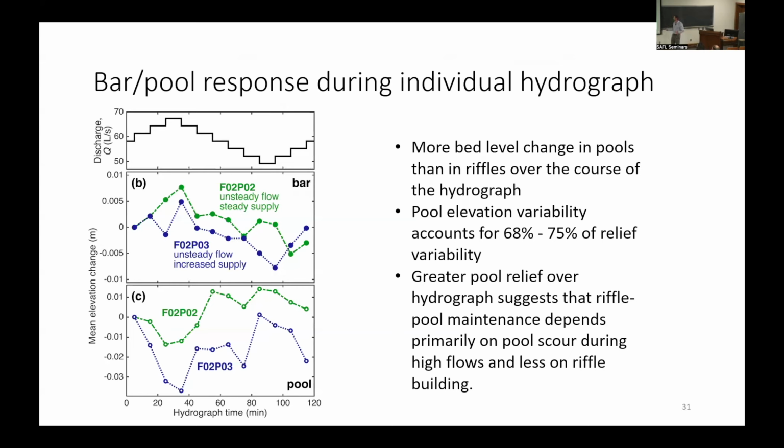This is potentially relevant for managers who, in the American West at least, are trying to come up with dam releases to maintain habitat. If they want to have pools and riffles persist for different types of aquatic habitat, then designing releases in a way that will allow the pool to have greater change than the riffles is potentially a way to think about designing those things.